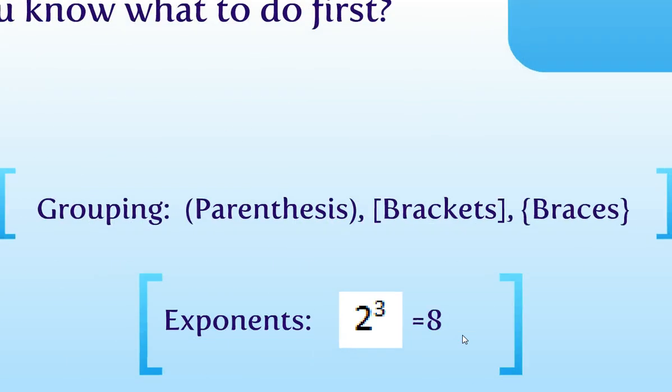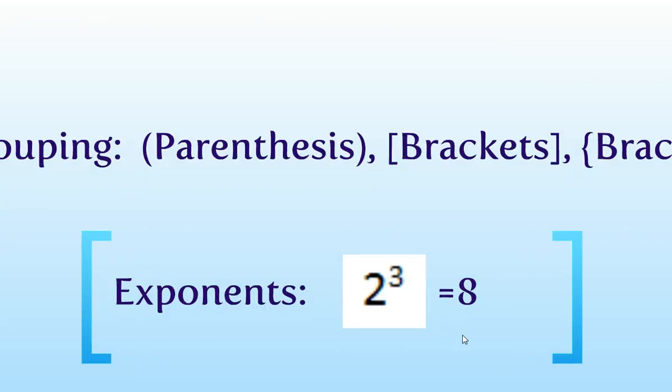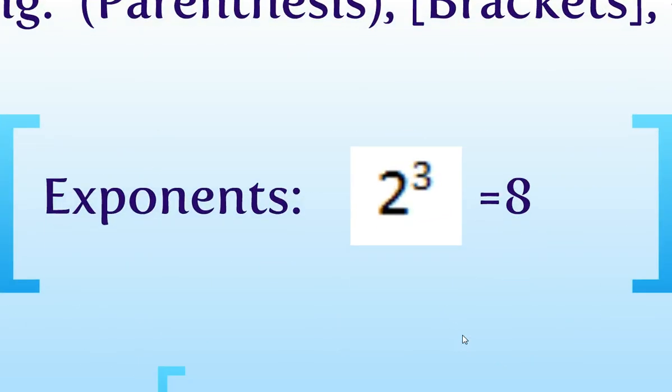Let's look at each of these more closely. Grouping. Grouping includes parentheses, brackets, and braces. Once we've done all the operations in grouping symbols, we do the exponents. Here's an example of an exponent, 2 to the 3rd power. We would solve that next.